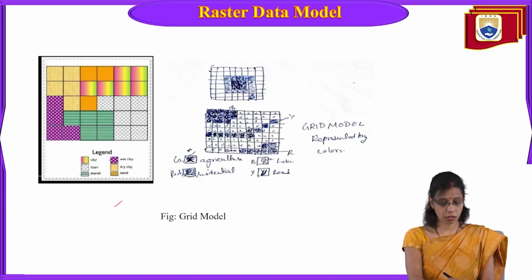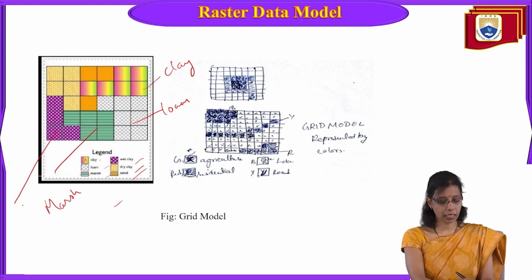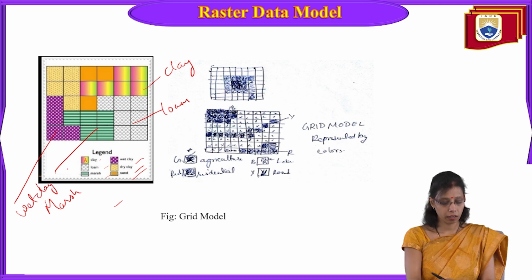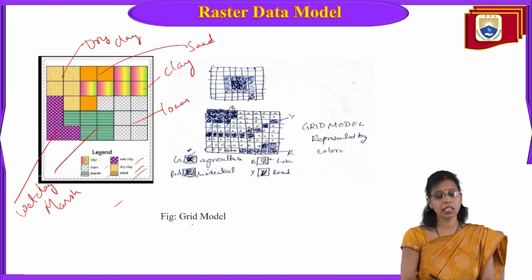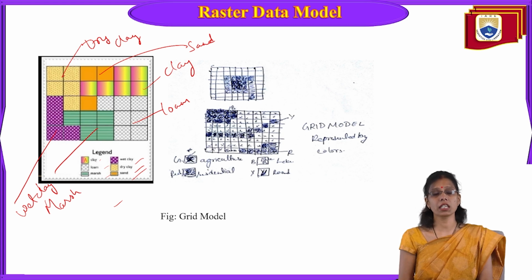So you can see here clay, loam, marsh, wet clay, dry clay, sand. So each grid is covered with different colors. If I say clay, wherever we can see this legend, this is clay. Okay, and these all grids are loam, and these grids are marsh. Okay, and this is wet clay, this is dry clay, and the leftover one is sand. So each one has an individual color which represents a different entity here.